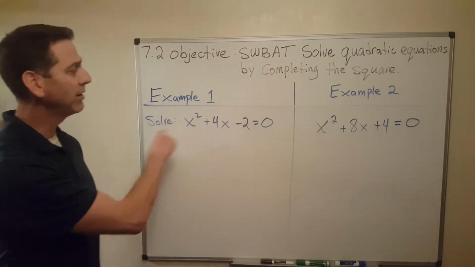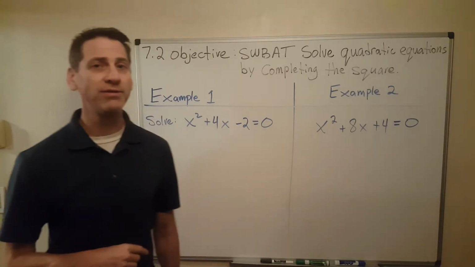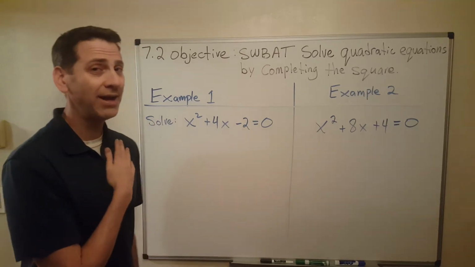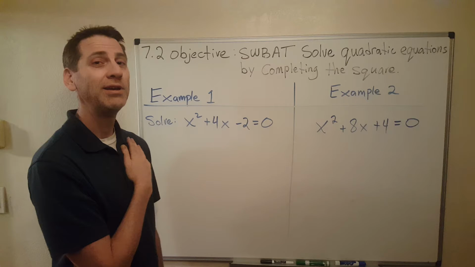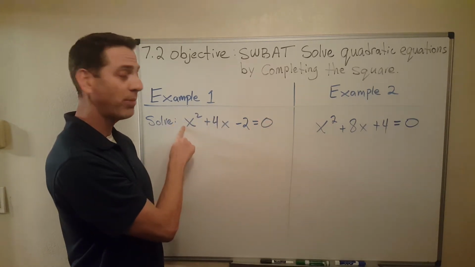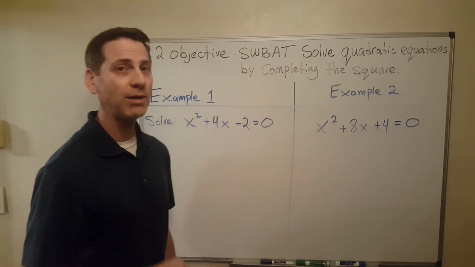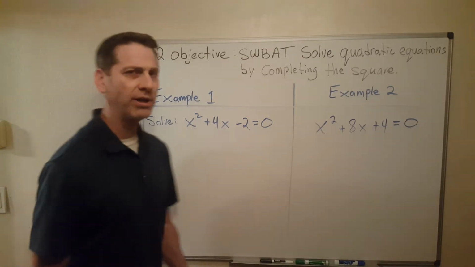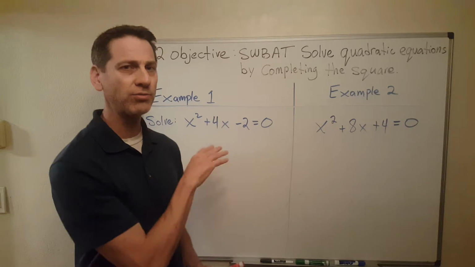All right, so let's take a look at the first example. I have x squared plus 4x minus 2 equals 0. Is this in standard form? Yes, it is. It's in descending order. A is a positive number, and it is set equal to 0. So step 1 is done. We've learned how to solve by using the principle of zero products. Let's see if that works for this one.